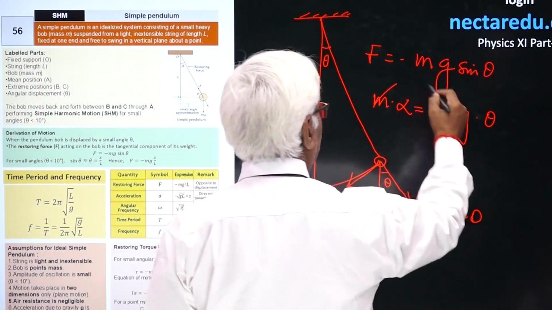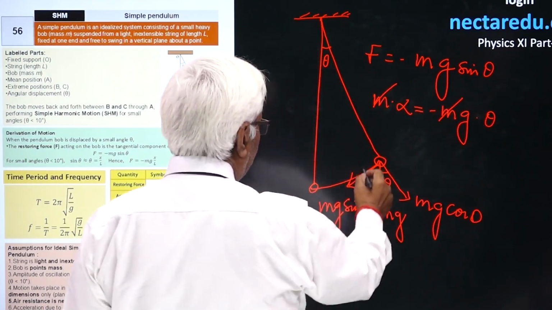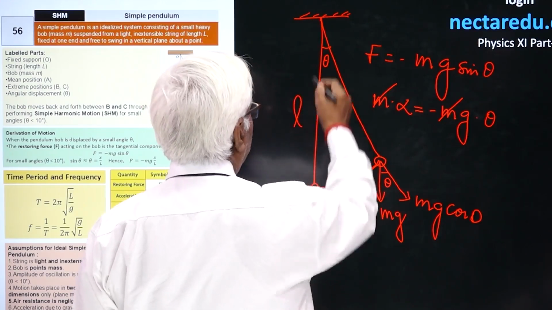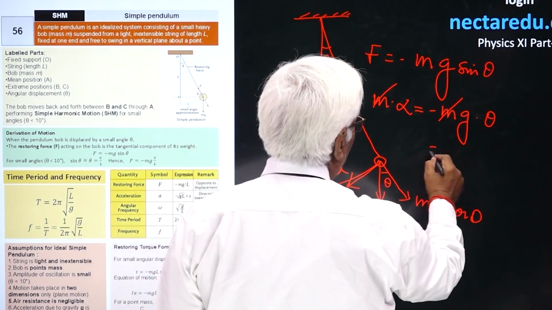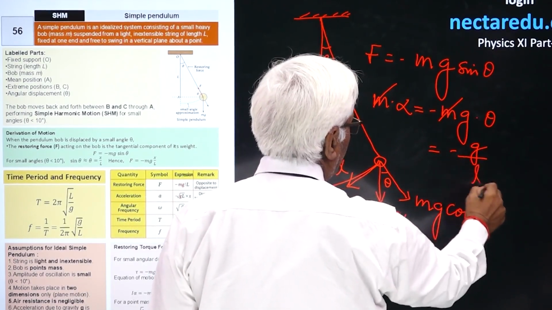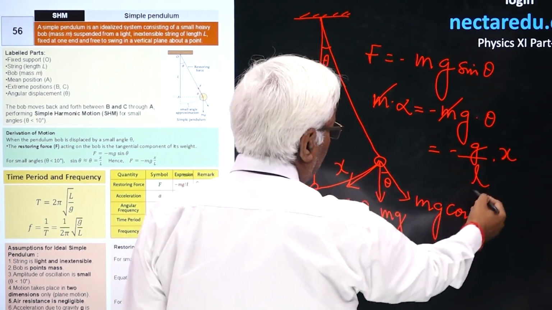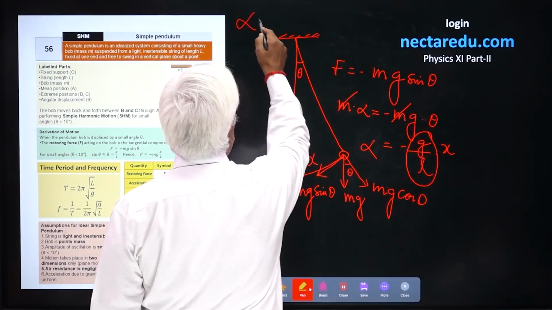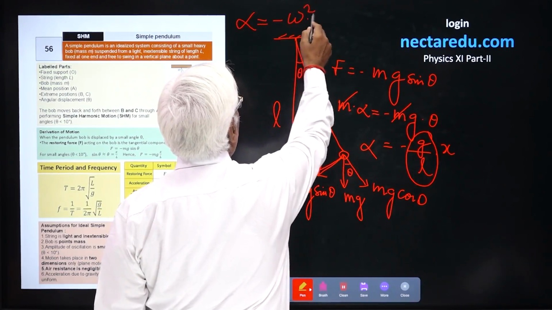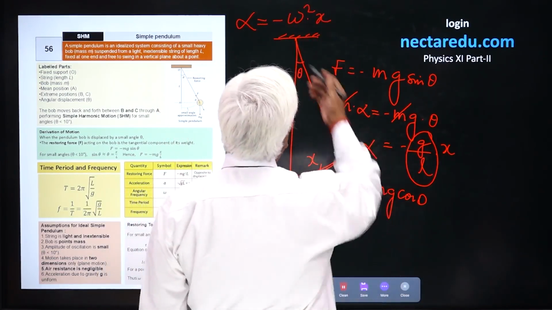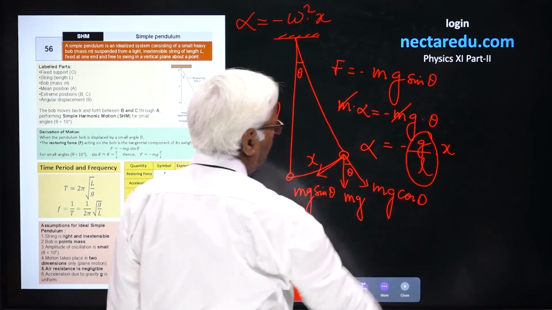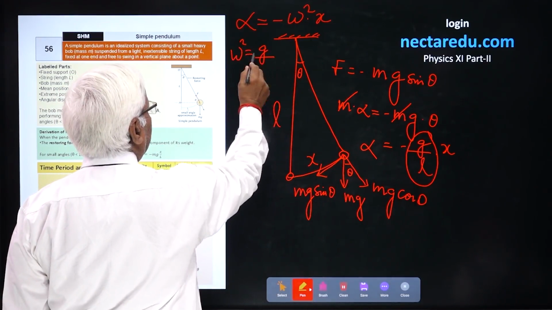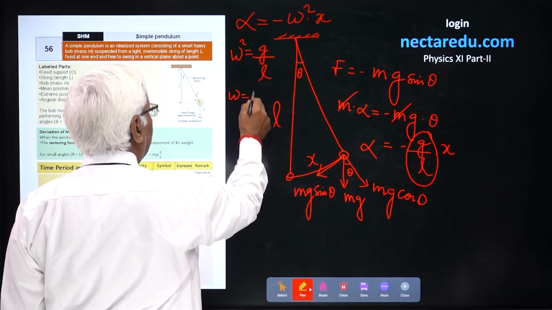m gets cancelled and theta, angle, that is arc upon radius. This arc could be the displacement x here and length of the pendulum L. So, you could write here minus g times x upon L. This is in place of theta. You see, you know already the characteristic of SHM, that is alpha equals minus omega square x. In place of omega square, you are finding here g upon L. Put here omega square equal to g upon L, you get omega equal to root g by L.